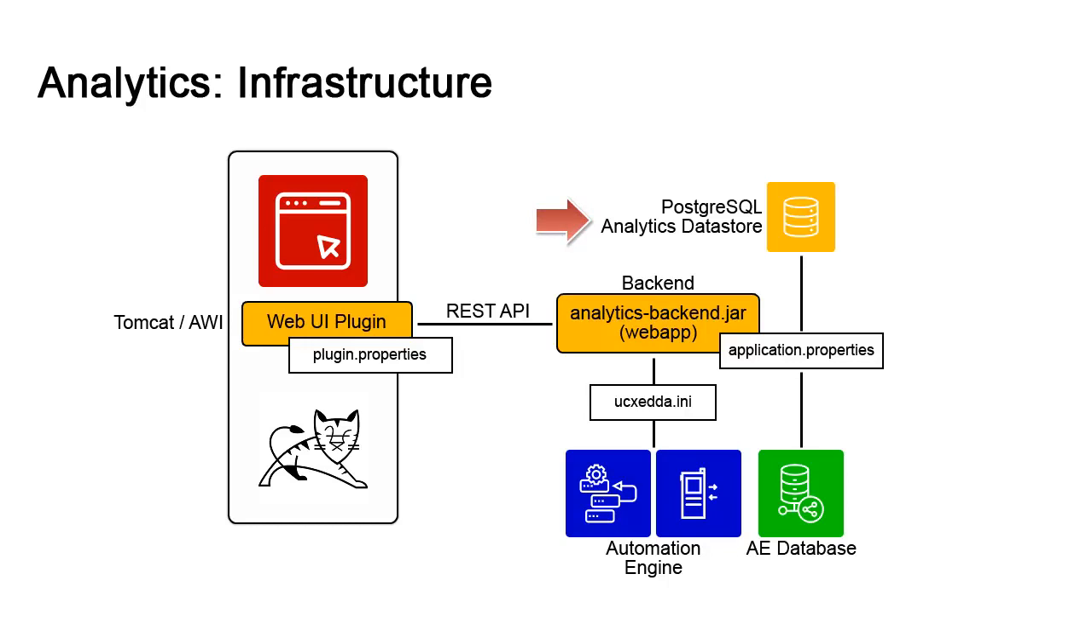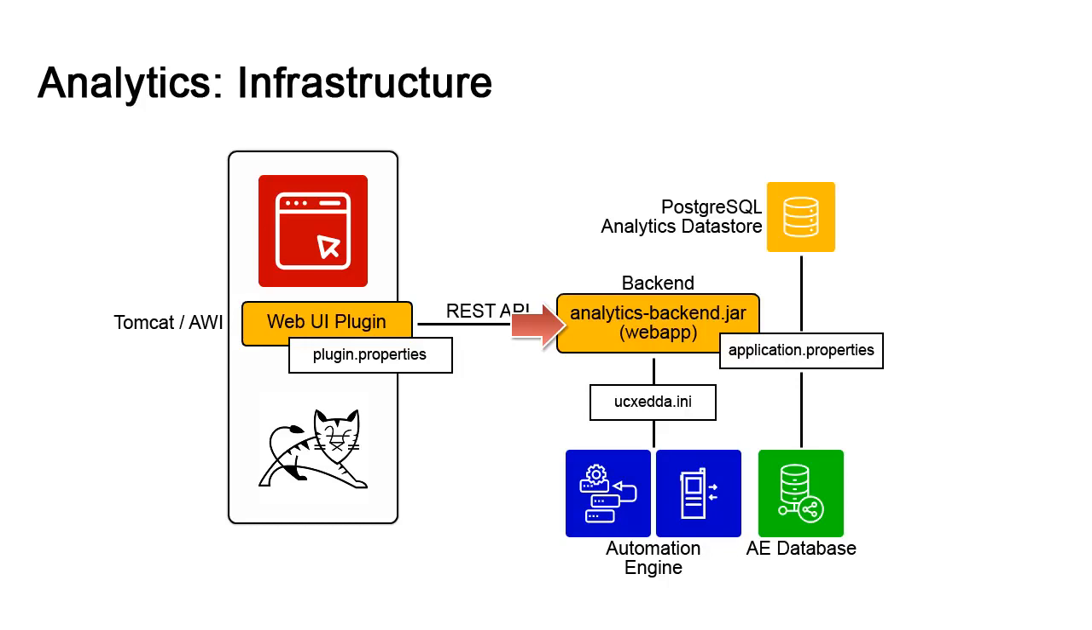That's the analytics database that stores sampling data extracted from the engine's database for reporting purposes. Then there's the backend, which is the core analytics component. This is a Java web application that's served over embedded Tomcat and is accessible using a REST API.